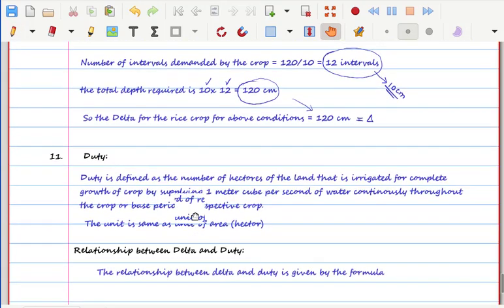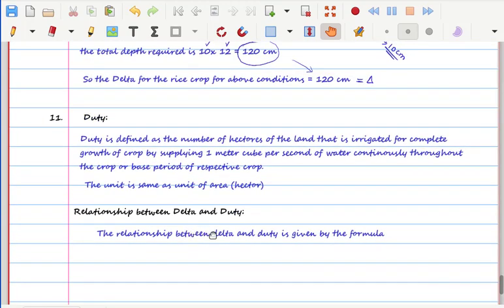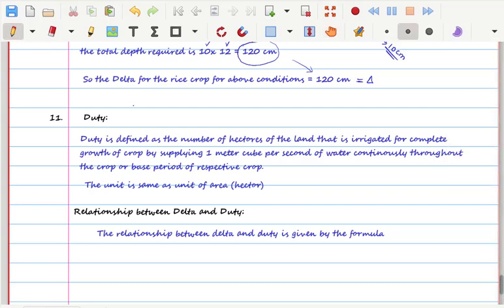The next term is duty. Duty is represented as D. Yeah, you can represent duty as D. Let's take the black color. Duty is represented with D. So duty is defined as the number of hectares of land. Actually, it is related to area. So its unit is going to be hectares.